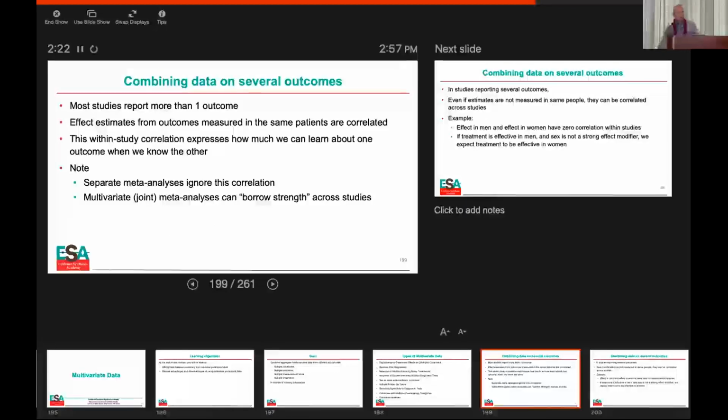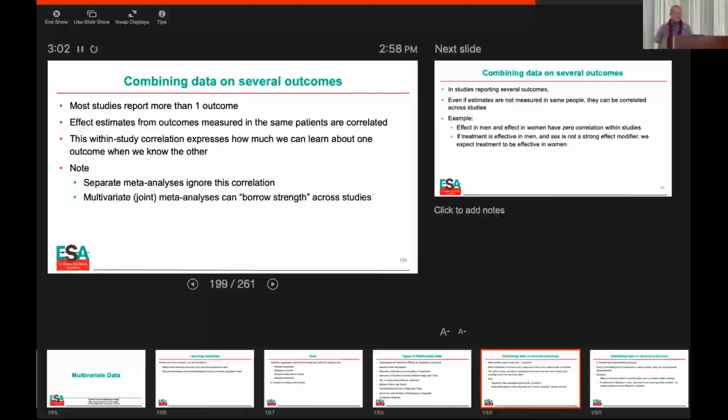So what's the basic idea behind multivariate data with outcomes? Well, now I'm going to concentrate on data with several outcomes. So most studies are going to report more than one outcome. They're certainly going to collect data on more than one outcome. And we usually analyze all these outcomes separately and come up with a separate meta-analysis of each one. But we know that the effect estimates from outcomes measured in the same patients are going to be correlated. If somebody does well on one treatment for one outcome, they're probably going to do well on that treatment for another outcome. So the within study correlation there expresses how much we can learn about one outcome when we know the other.